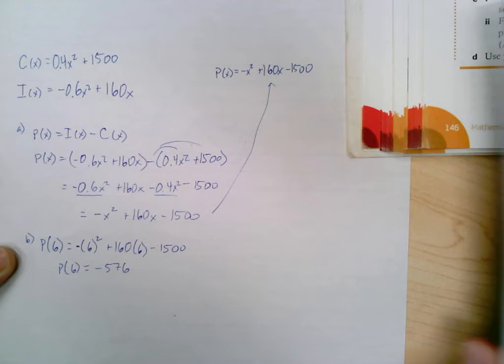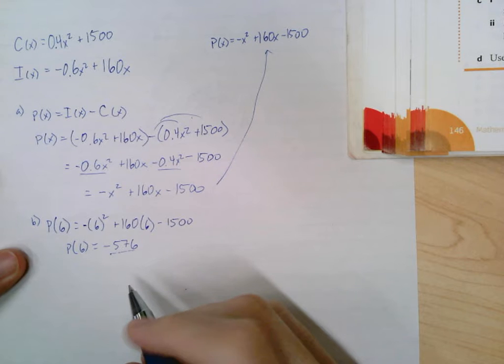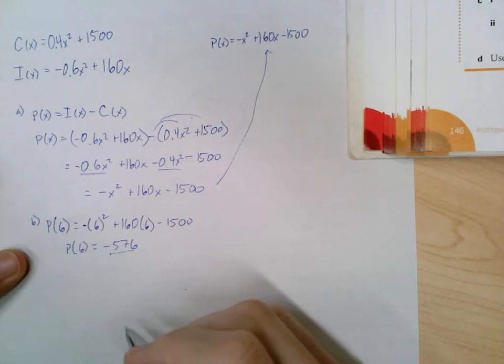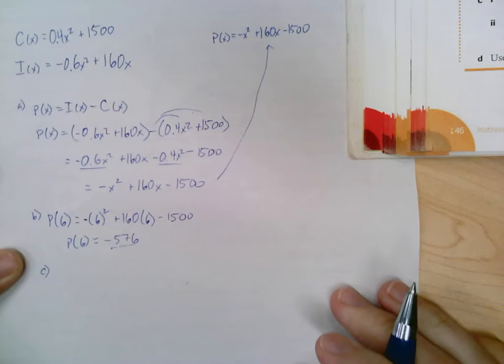It says to comment on my answer, well, that's losing a lot of money. I don't want to lose a lot of money. I'm not going to sell 6 books. Okay, now on to letter C.